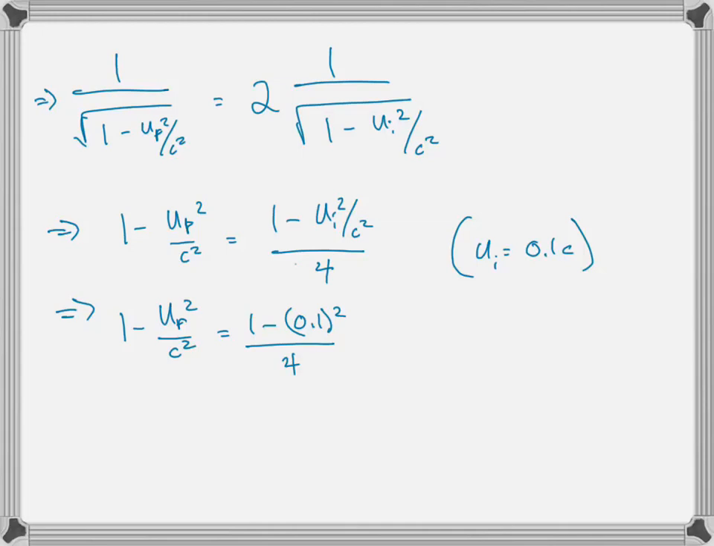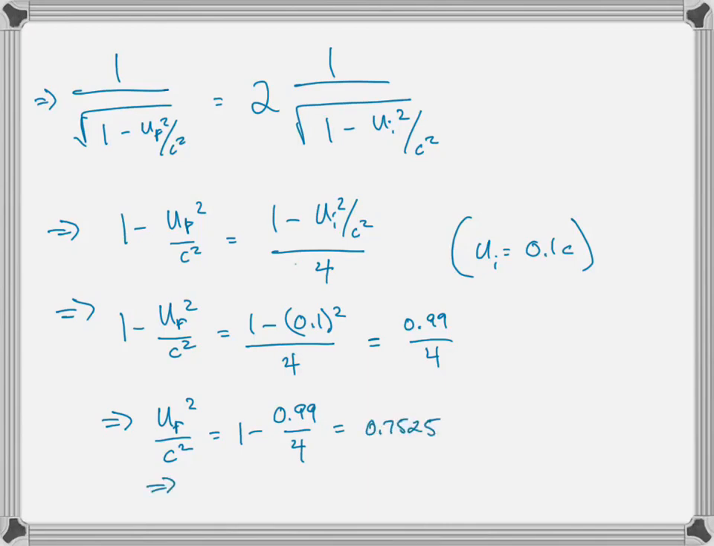And so therefore, we can do this. This is 0.99 over 4. If you do that out, and so therefore u final squared over c squared is equal to 1 minus 0.99 over 4. So we get that, and so therefore u final is equal to 0.7525 c squared, square rooted, which is 0.87c. Pretty sure I got that right.